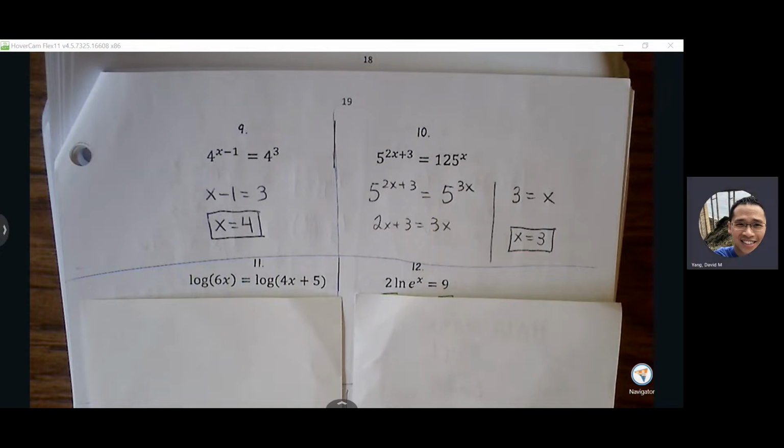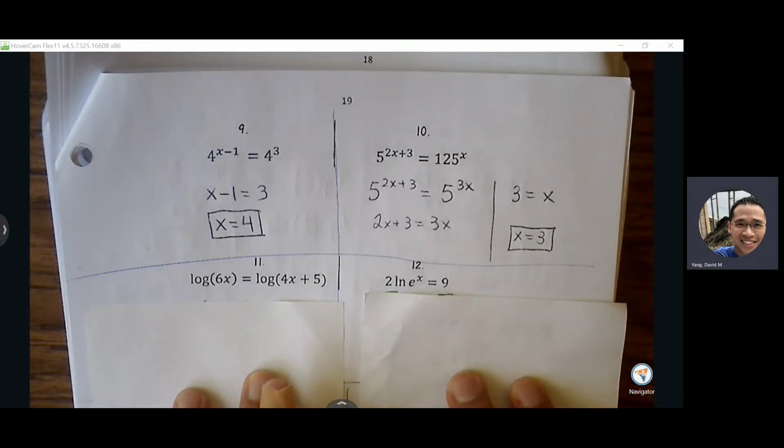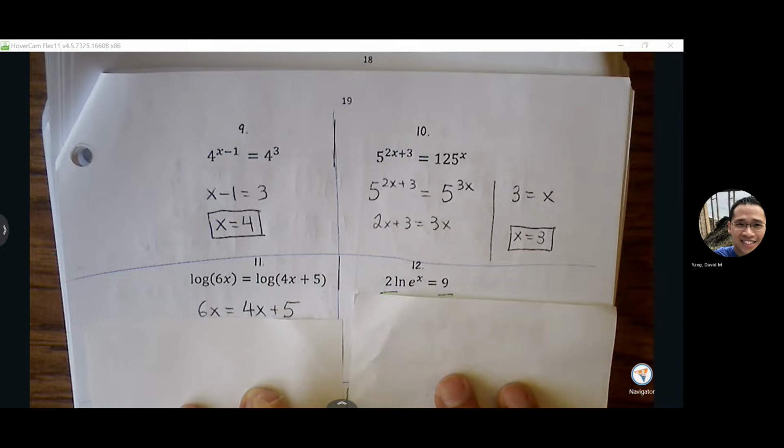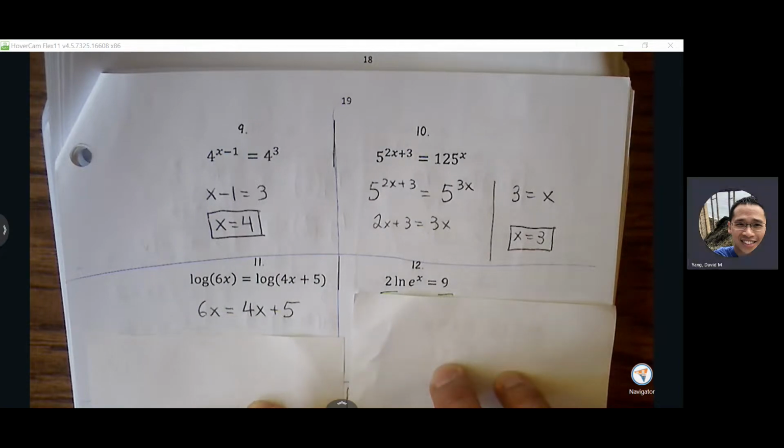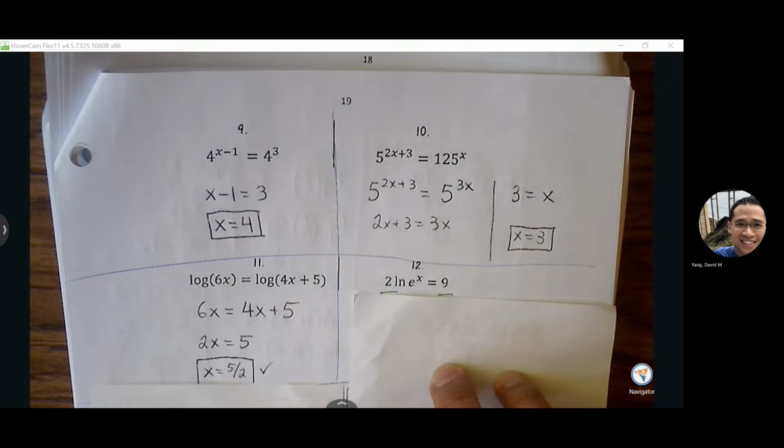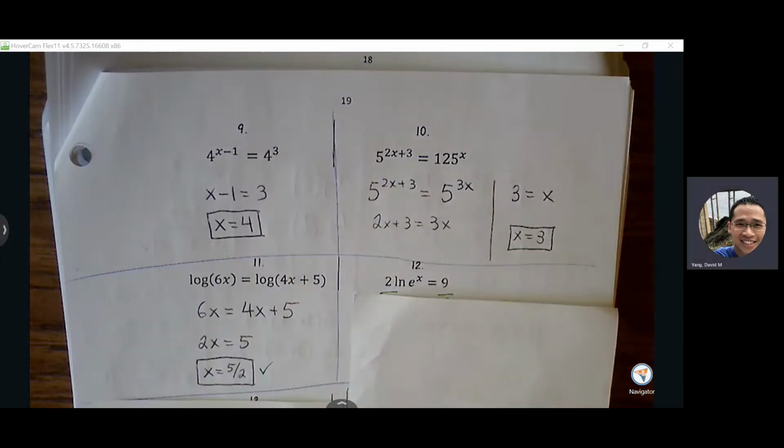Okay, 11. It's a 1-to-1 relationship between 2 logs of the same base. We can remove the 2 logs and just set the arguments equal to each other. But we have to check. Whatever answer we get, we got to check. Is 5 halves okay with both sets of parentheses? Any issues? No issues, right?